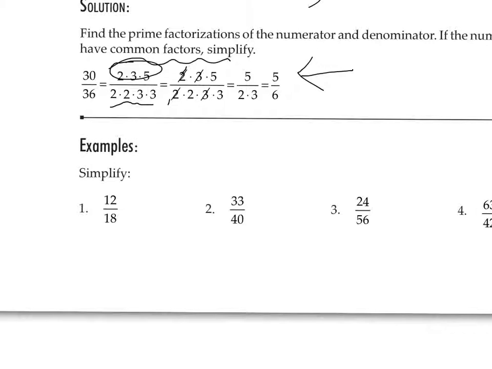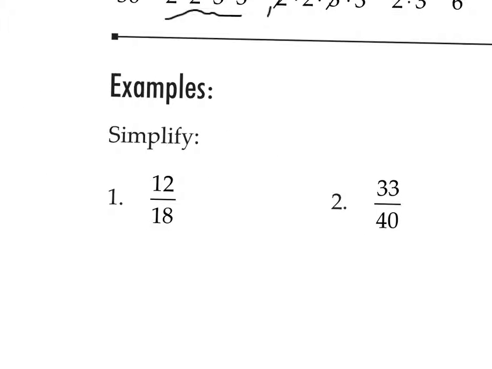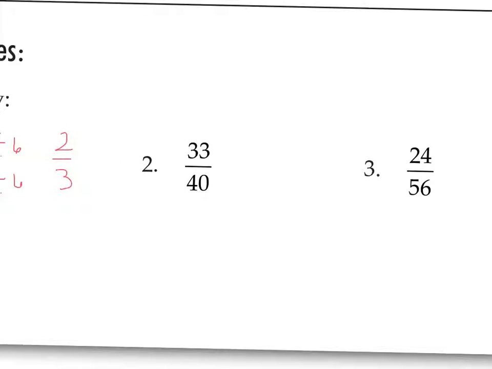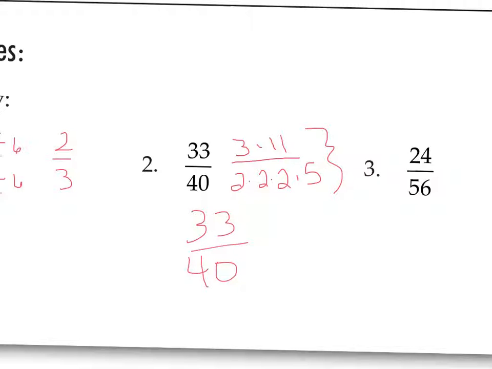If we reduce 12 over 18, we can divide both of those by 6. They're both divisible by 6. We get 2 over 3. 33 over 40. If you know these numbers, you will see that 33 is 3 times 11, and 40 is 2 times 2 times 2 times 5, and there are no common factors. So 33 over 40 is already reduced because there are no common factors that can reduce there.